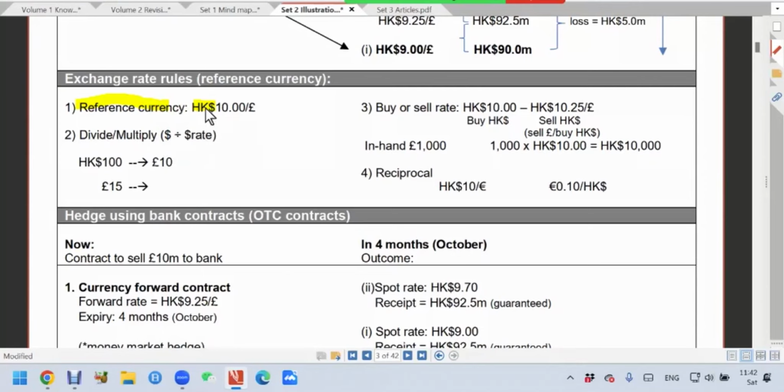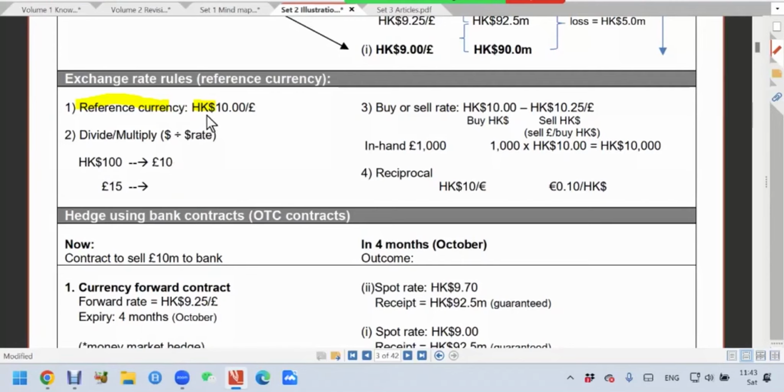Example, understand first. 10 Hong Kong dollar equal to 1 pound. 100 Hong Kong dollar must be equal to 10 pounds. We know that's the answer. After we understand, we don't want to keep analyzing, so I want to have a rule to help me.